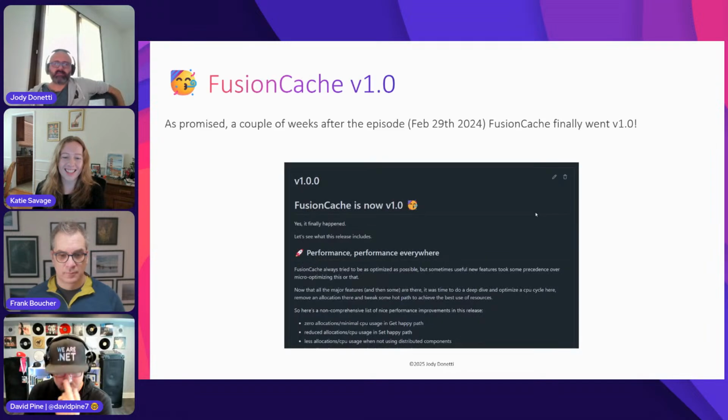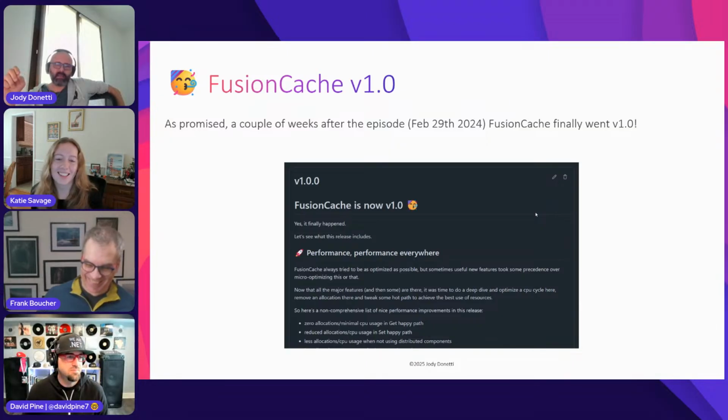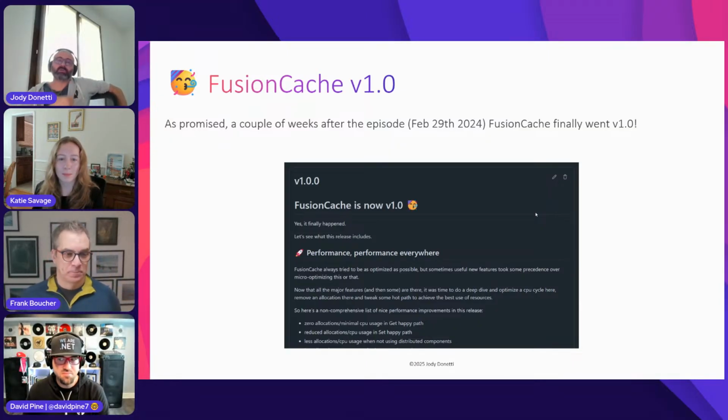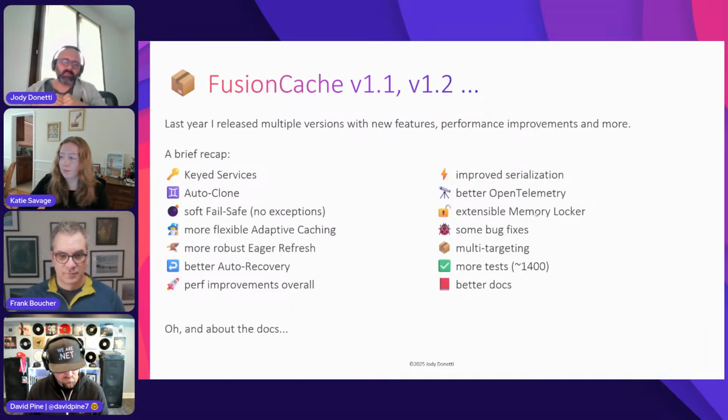So let's see. First, as promised during the last episode, a couple of weeks after that, I released FusionCache v1.0 finally. As I mentioned last time, it was not that FusionCache was not ready for prime time. Actually, it has been used in production for a lot of years, but it was a way for me to make the stamp v1.0, like this is it. So it was more like me taking the time to have the nice 1.0 number than anything else. It was already super stable and performant. So yeah, that was the main release.